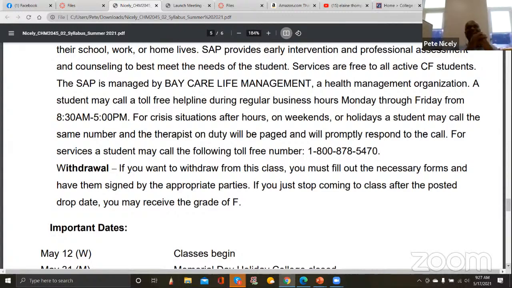But I understand that in some cases, nothing would help depending on your circumstances, and therefore you have no choice but to withdraw from the class. And if that's the case, then please do so properly so that you don't end up with your GPA being hit negatively as a result of simply not coming to class without withdrawing properly.